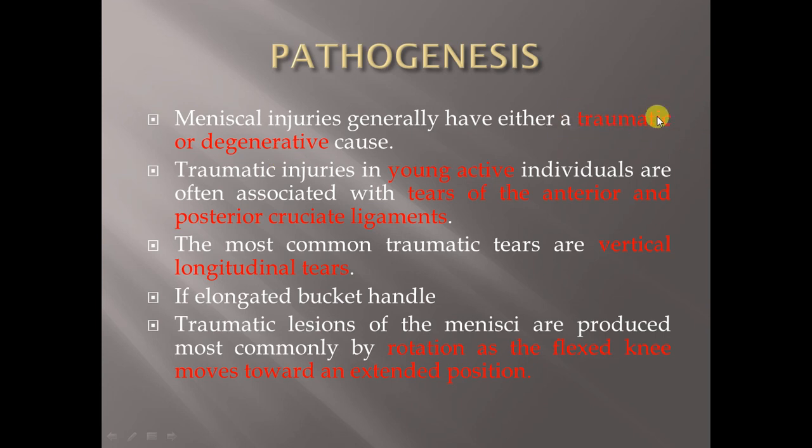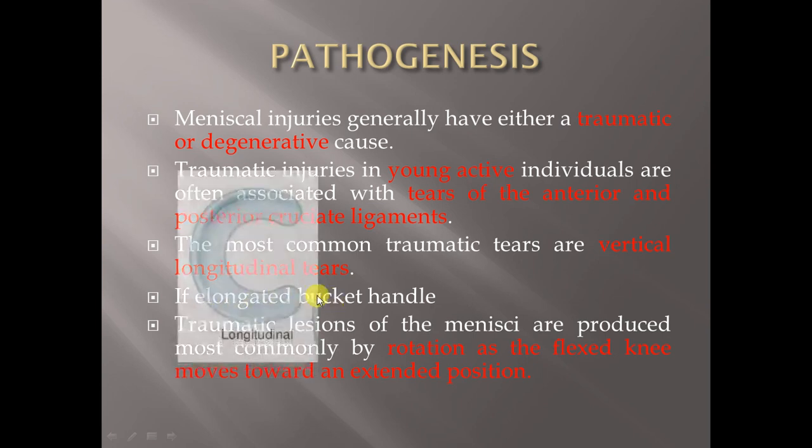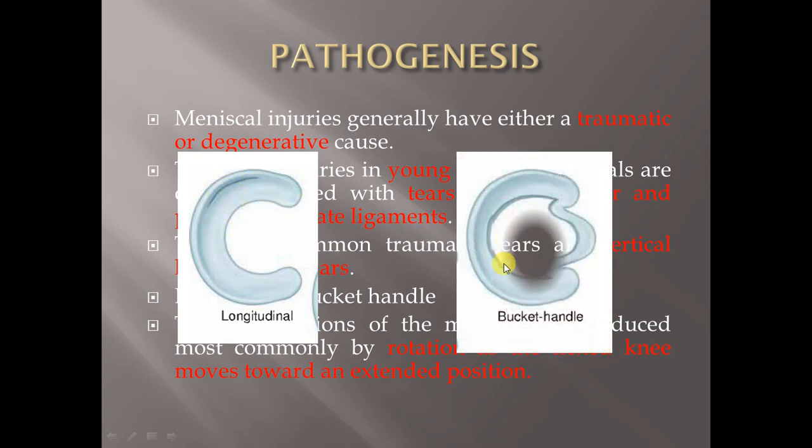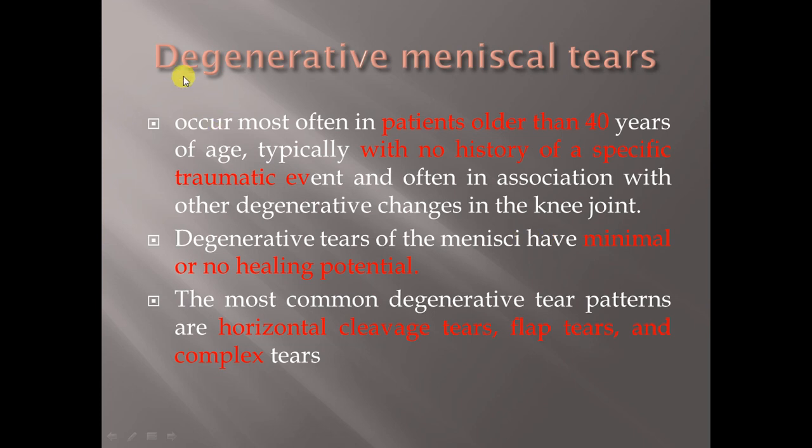Pathogenesis: we have traumatic and degenerative causes. In traumatic, the traumatic event will be a rotation of a flexed knee in a young active person, mostly associated with ACL injury. There is a rotational component, and it will mostly result in a vertical longitudinal tear. And this vertical longitudinal tear, if displaced and enlarged, will convert into a bucket handle. This is the longitudinal tear. If enlarged and displaced, it will be converted into a bucket handle.